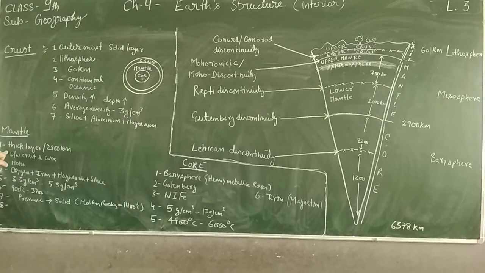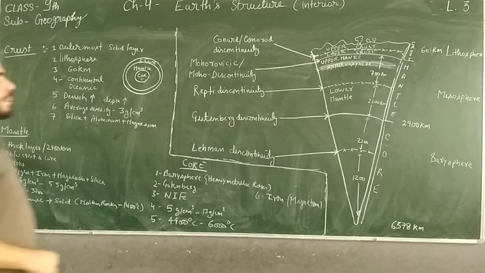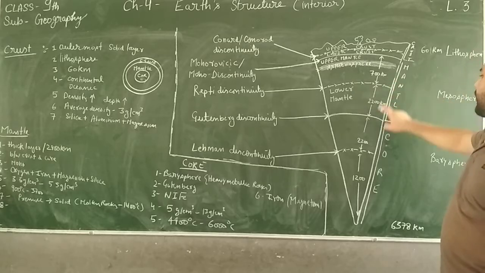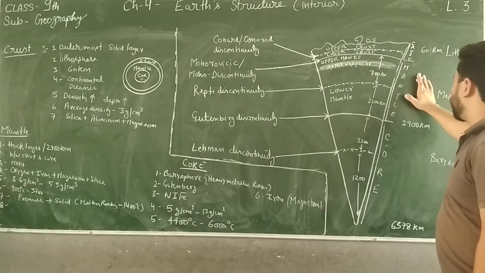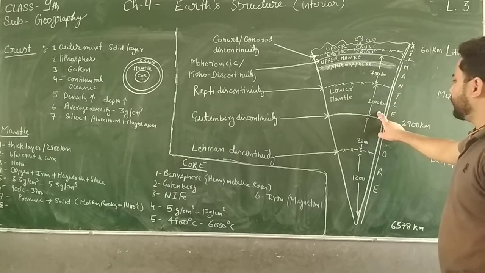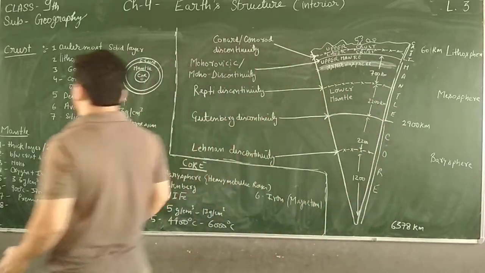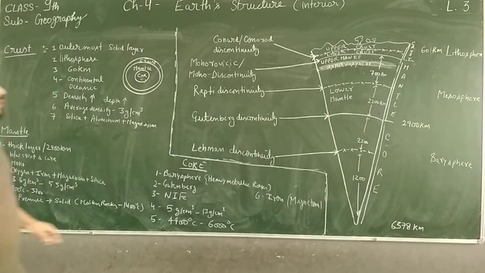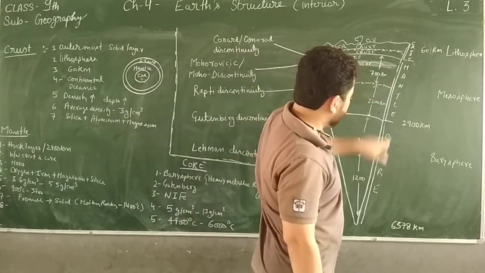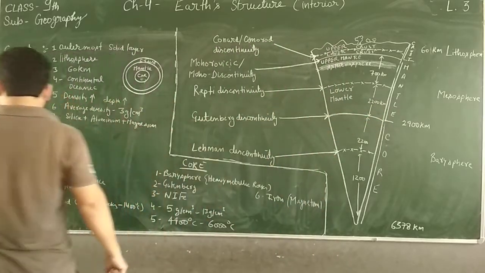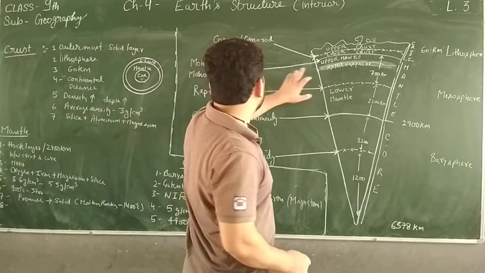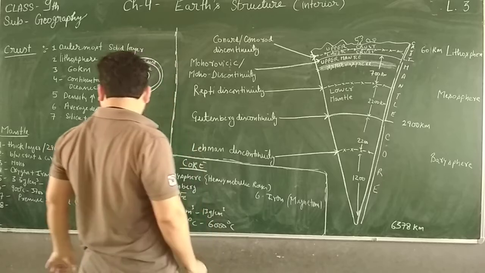Mantle is the thick layer of earth, and it is around 2900 kilometers thick. From 700 kilometer is upper mantle and 2200 kilometer is lower mantle. Then it is between crust and core. This is the crust and this is the core, right? So it is between crust and core. Clear? And the discontinuity between the crust and the mantle is Mohorovicic discontinuity. I have already told you.